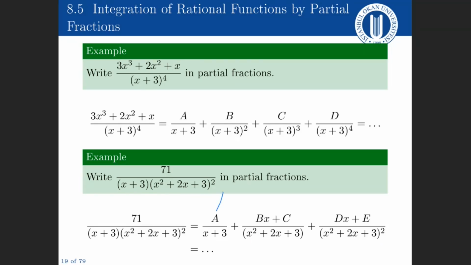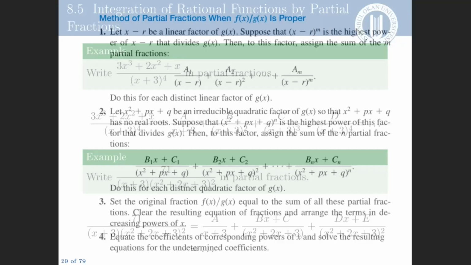What are the somethings? The first one is just a number, because on the bottom we have a first degree polynomial. The second term, on the bottom that's a second degree polynomial, so on the top it needs to be a first degree polynomial. And then this is just repeated, another first degree polynomial. Again, I'm not going to finish this.